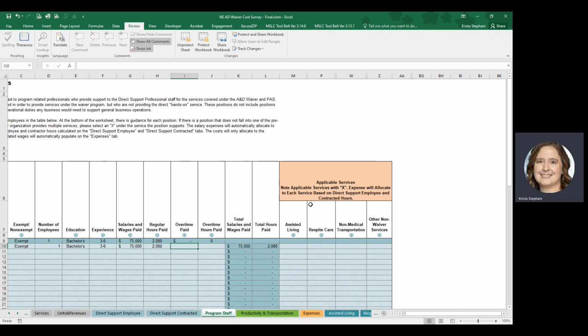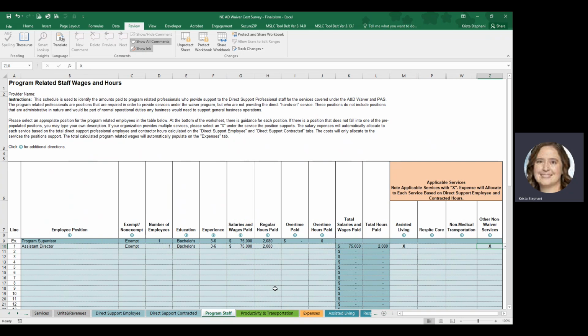Now, unlike the information that is requested in the direct support employee and direct support contracted tabs, you do not need to indicate a percentage of time that these program staff spend related to each service. Rather, you will just select an X related to what services they support.